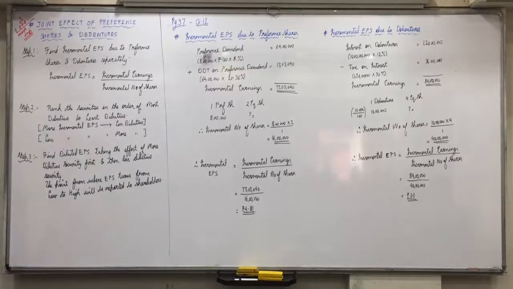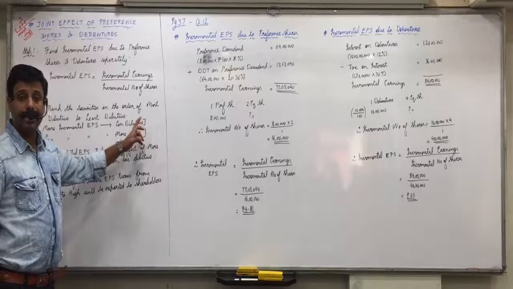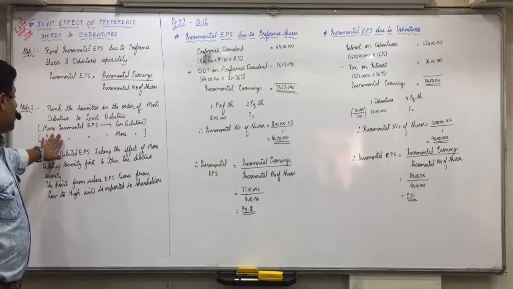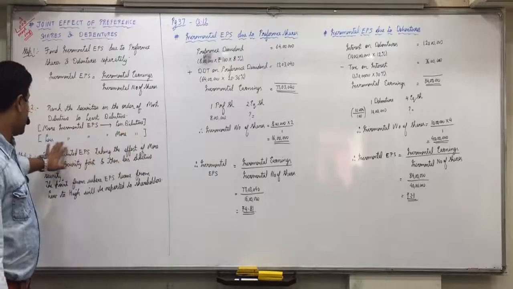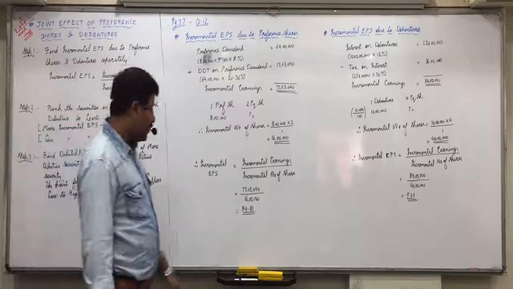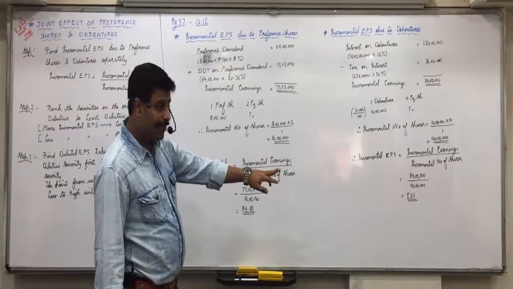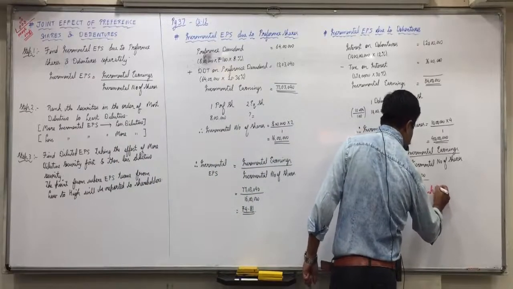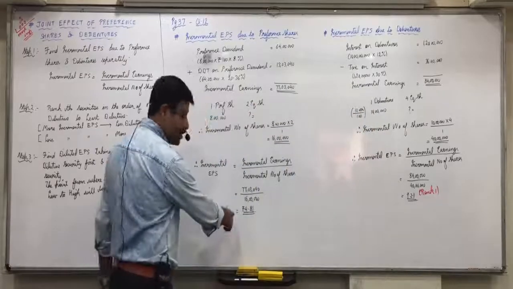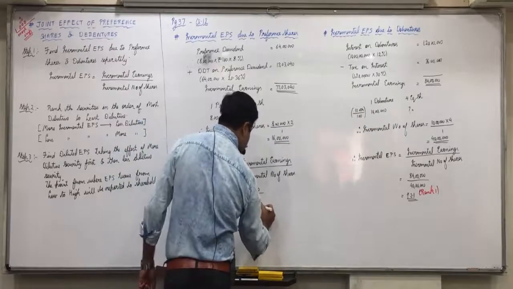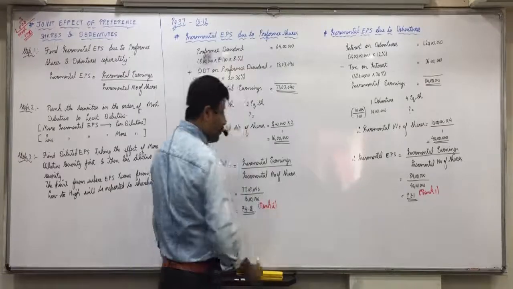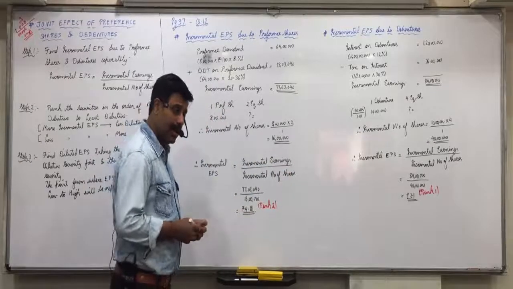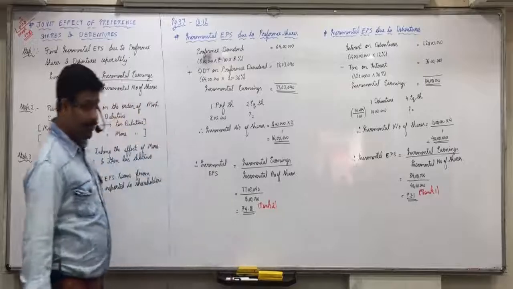Now see the second step. Rank the securities in the order of most dilutive to least dilutive. More EPS means less dilutive, less EPS means more dilutive. Which EPS is less? Debentures. So this will be rank 1, more dilutive. Which is more EPS? 4.81. This will be ranked as 2. Means debentures are more dilutive and preference shares are less dilutive. Do you understand this? Give this rank.